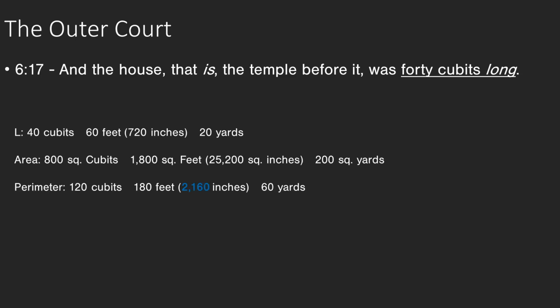The area and the perimeter, if you were to walk around this outer court, would give you 2,160 inches. And our moon is 2,160 miles in diameter. Also, the perimeter gives you 120. So here's our Israelite number 12 for the 12 tribes, occurring all over this temple.